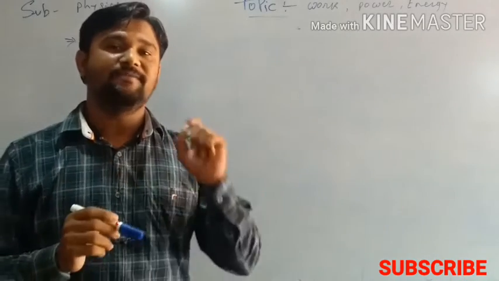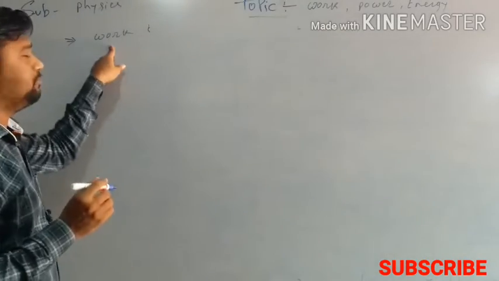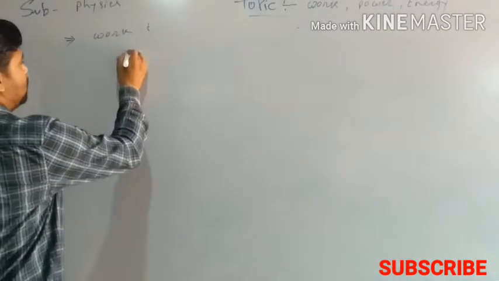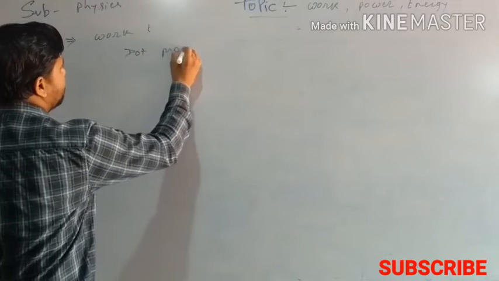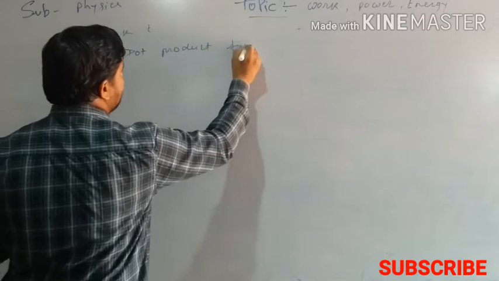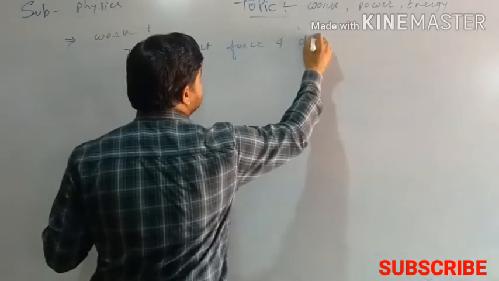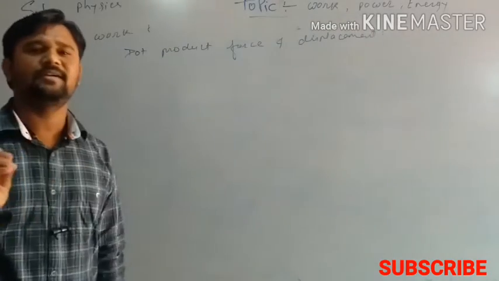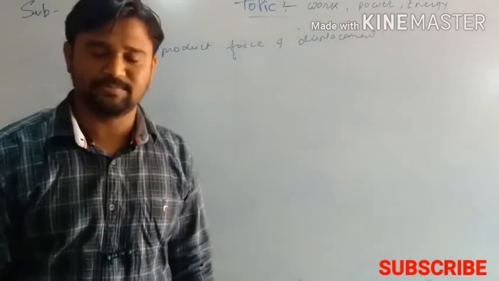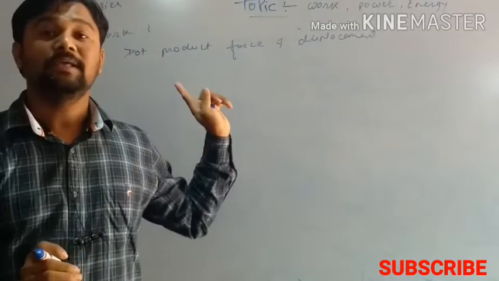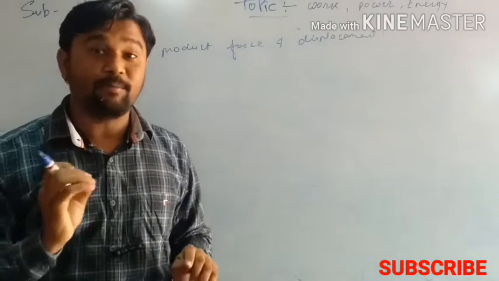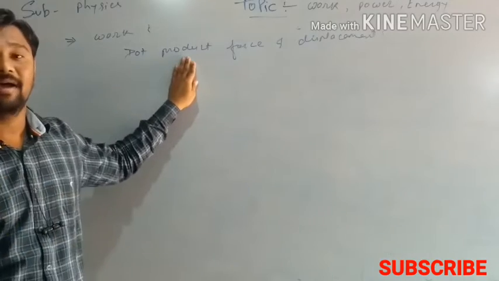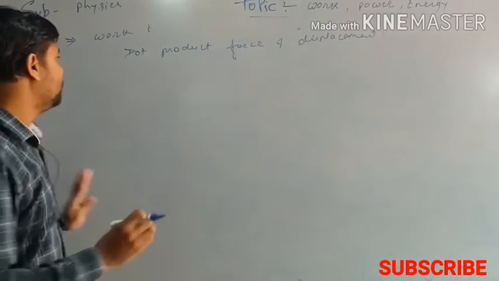तो सिंपल डेफिनेशन इज, वर्क इज ए डॉट प्रोडक्ट ऑफ फोर्स एंड डिस्प्लेसमेंट. Force and displacement. In a simple way, we can say that the work done is a product of force and displacement. But why will I take the dot product? That is important. That I am going to explain to you.